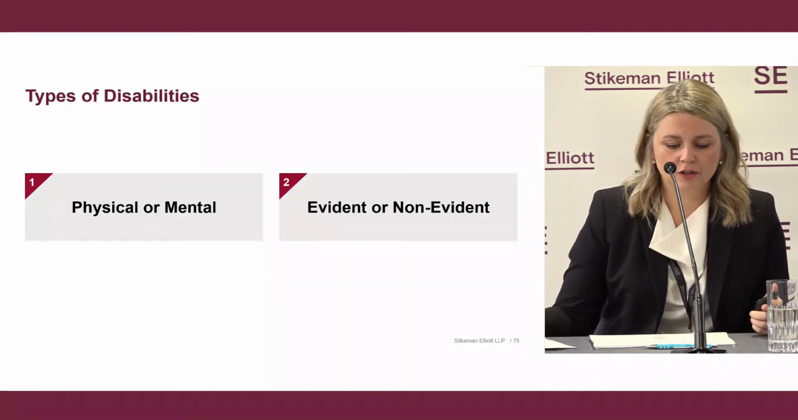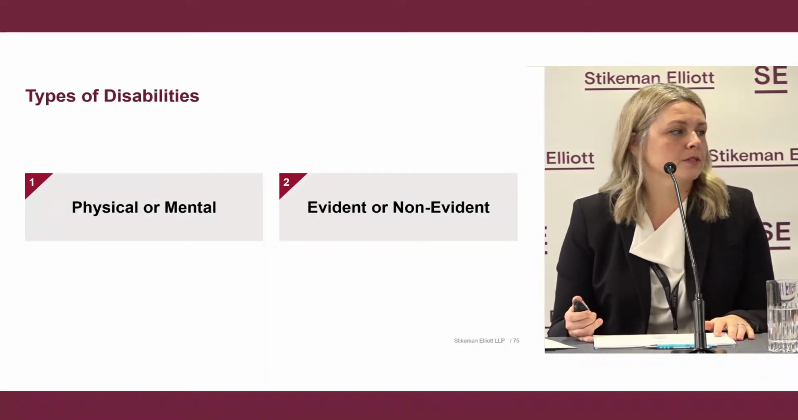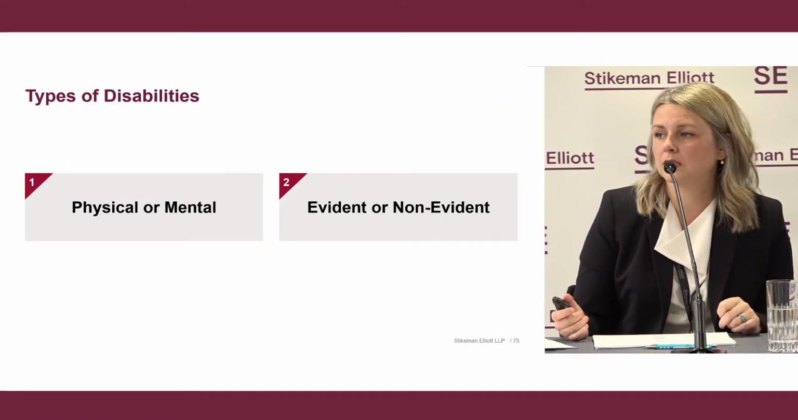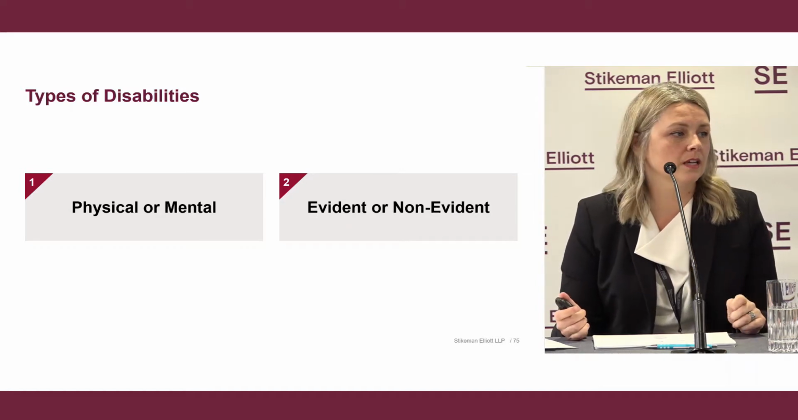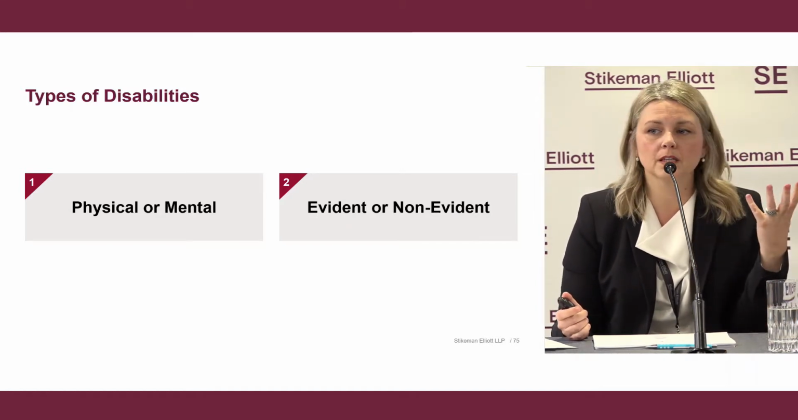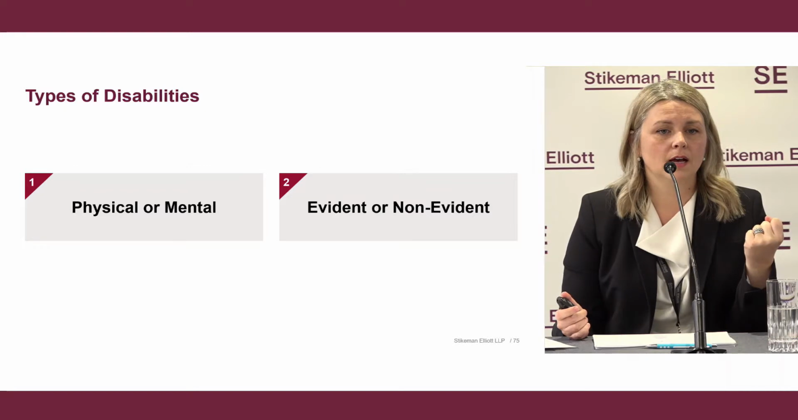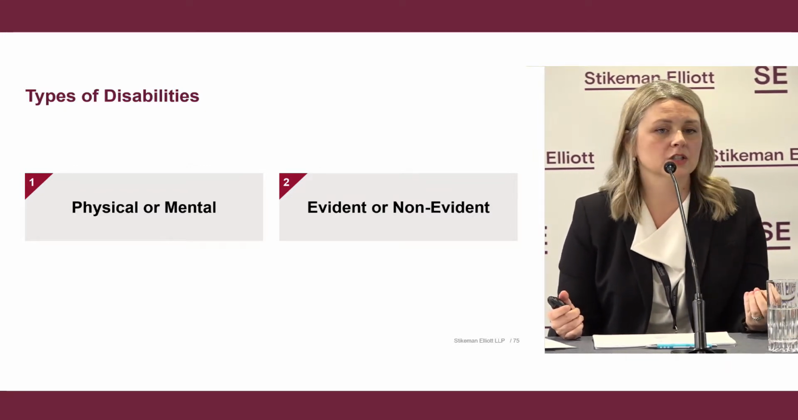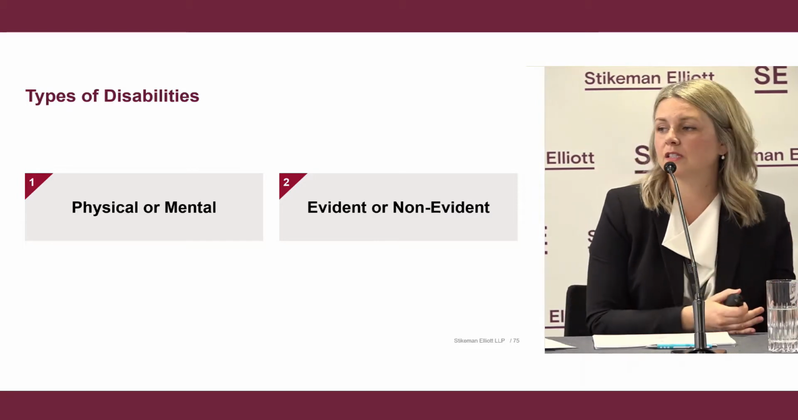Now, just a quick refresher on the types of disabilities that might present themselves in the workplace. They generally fall into these groups: physical disabilities, mental disabilities, and evident or non-evident. So when you say the word disability, what often comes to mind is a mobility issue, perhaps a sight issue, perhaps a hearing issue. Those would all be evident physical disabilities.